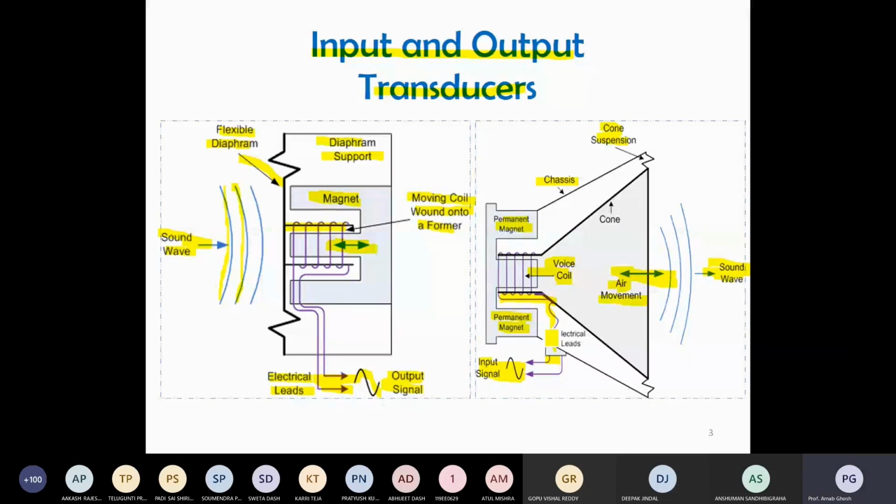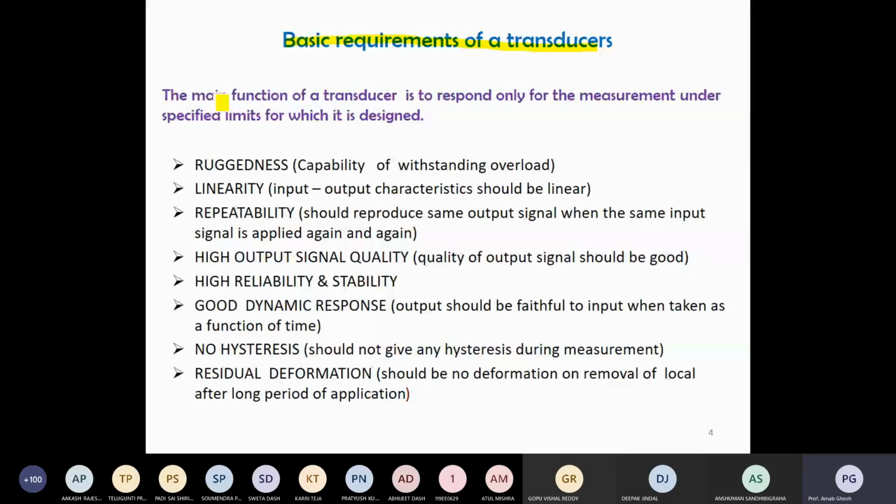So, the basic requirements of a transducer. What are the most important functions? First, you need to know the function of the transducer. It should respond only to measurements under a specific limit. I am always telling you the limit is most important. You have to find out the range of operation.